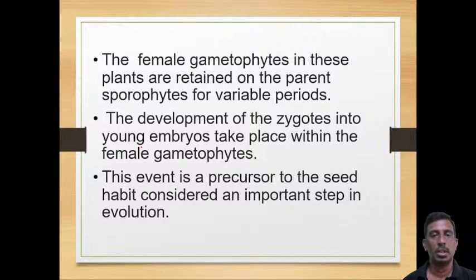Okay. So when you come to this, the female gametophyte is retained in the parent sporophyte. The development of the zygote and everything takes place in the female gametophyte. This is an important event for the origin of the seed habit in the process of evolution. This retention of the female gametophyte is an important event.